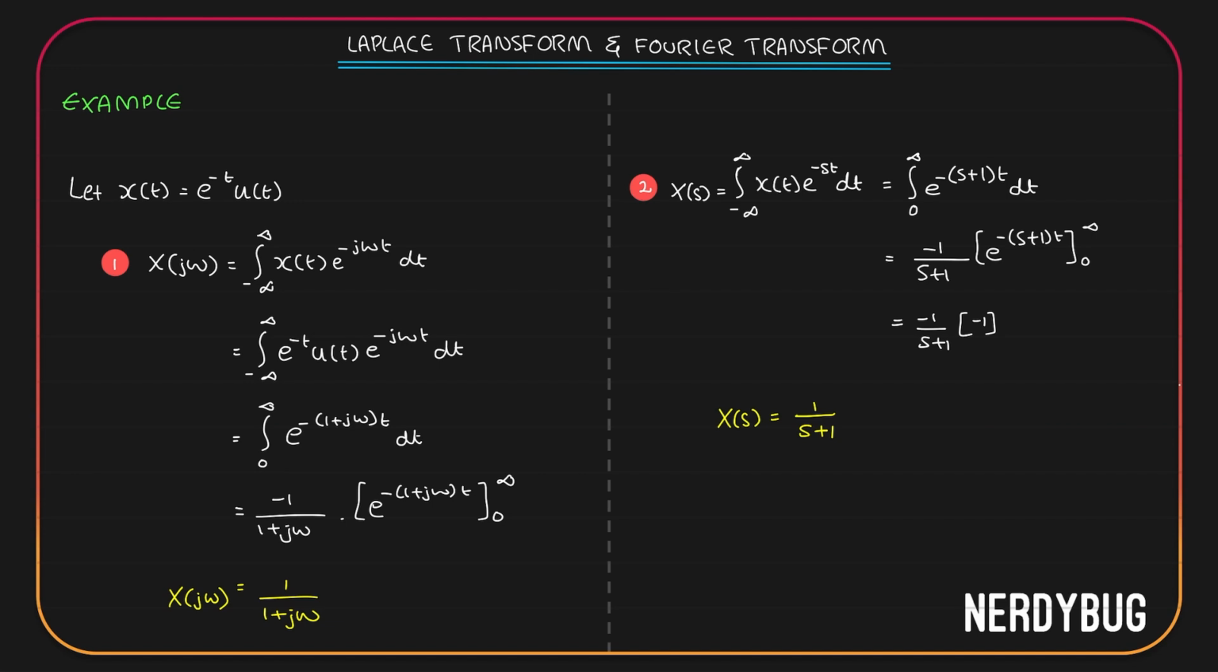But we have taken s as sigma plus j omega. So this is 1 by sigma plus j omega plus 1. Here if sigma is equal to 0, then we get X of s is equal to 1 by j omega plus 1, which is actually what we got over here as the Fourier transform. So this will be equal to X of j omega. This example shows that X of s is equal to X of j omega if sigma is equal to 0, or if s is equal to j omega, that is purely imaginary.